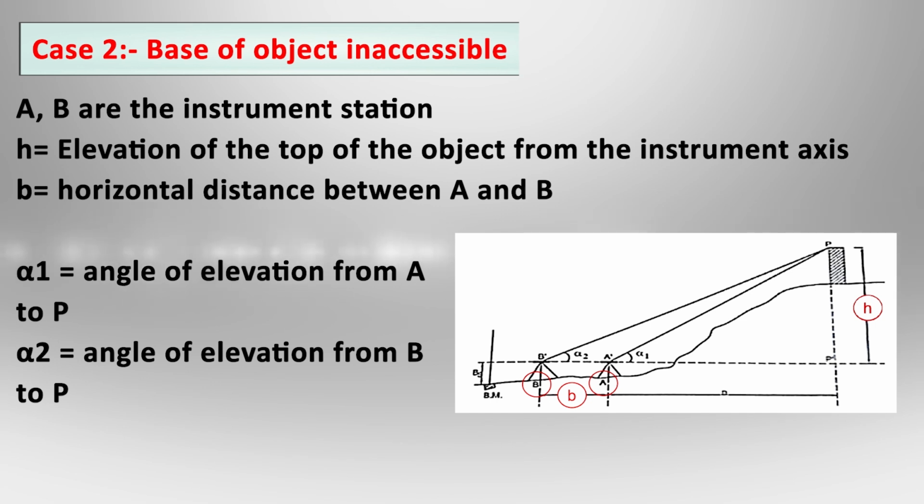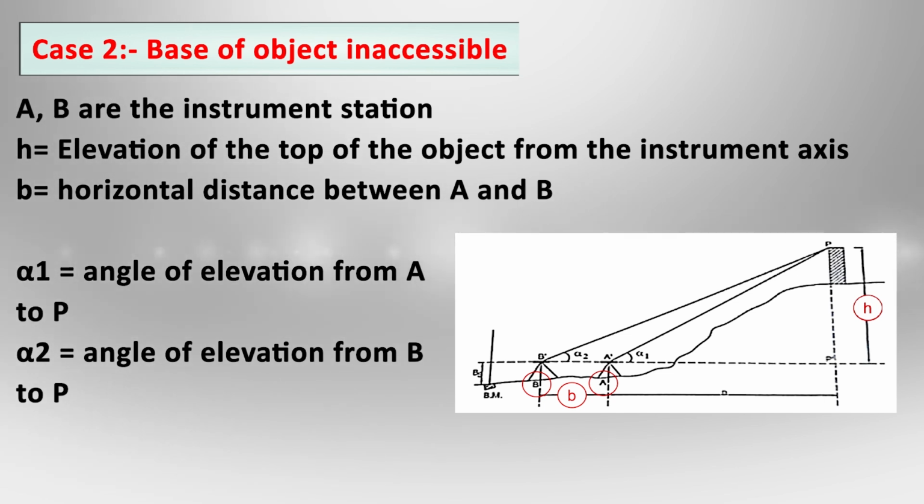Angle alpha 1 and angle alpha 2 would be measured from the two setups or two instrument stations, and we can find the value of b. And what is the objective? Our objective is to find the value of small h, which is the elevation of the top of the object from the instrument axis. So A and B are the instrument points. Small h is the elevation of the top of the object from the instrument axis.